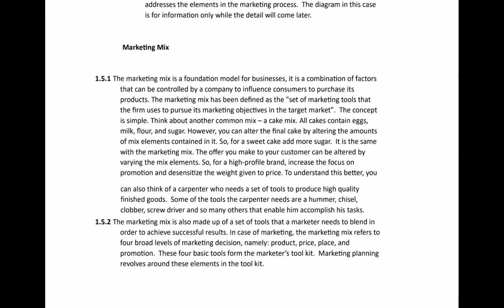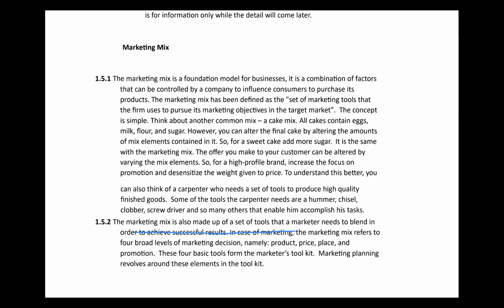Let's start from the marketing mix now. What is the marketing mix? In a nutshell, the marketing mix refers to the tools that the business uses, or a set of tools that a marketer needs to blend in order to achieve successful results. So the blend of the tools, the set of the tools that are used, is what is called the marketing mix.